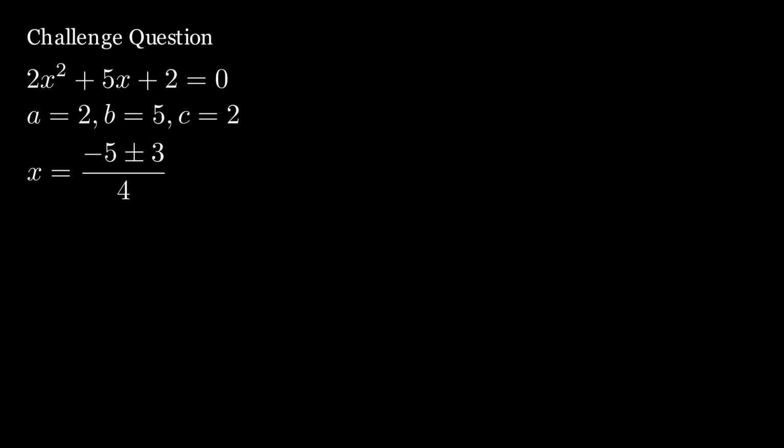Now, we have two solutions. One is plus, one is subtract. -5 plus 3 is -2. -2 divided by 4 is -1/2. The other solution is -5 take 3, which is -8. -8 divided by 4 is -2. That's it for this question.